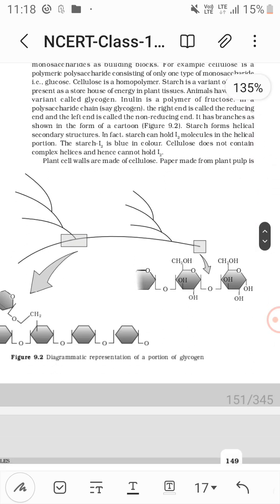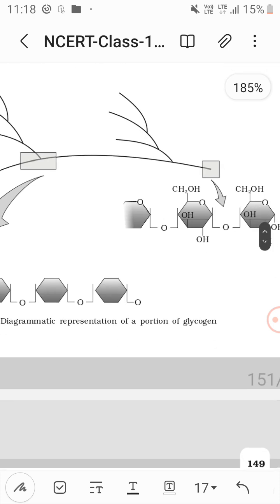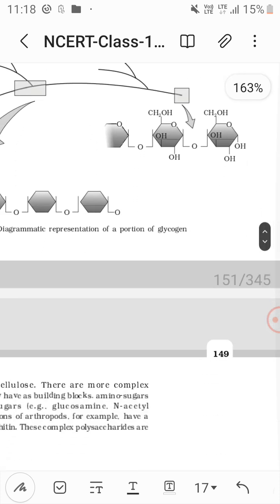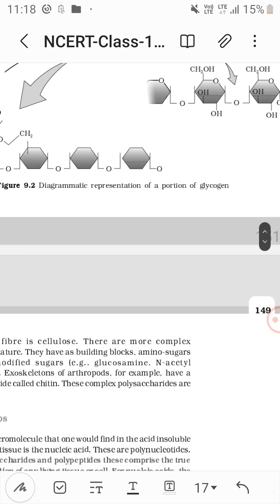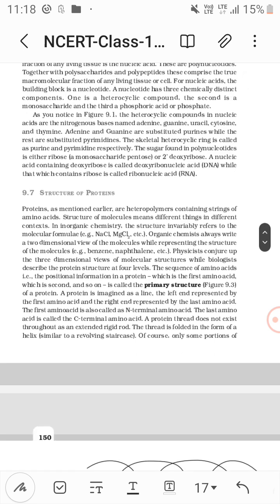Now among polysaccharides there is glycogen. It is a branched polysaccharide. It is a type of carbohydrate which stores glucose. Branching is by 1,4 alpha glycosidic linkage and 1,6 alpha glycosidic linkage. You see in the diagram. So nucleic acid, then structure of proteins.